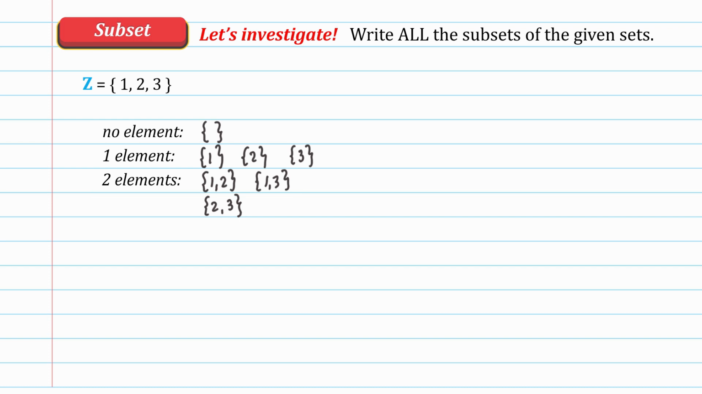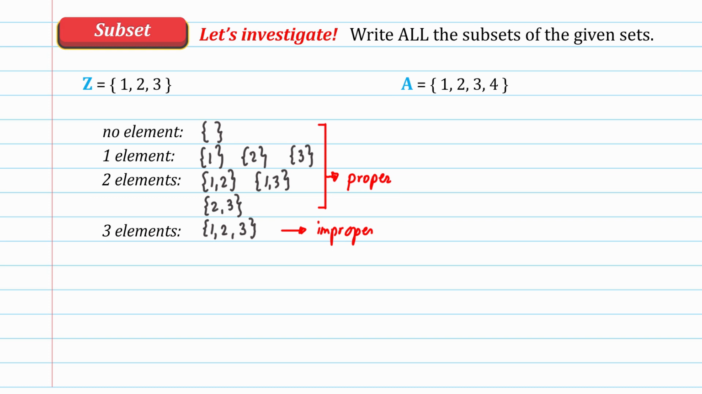Finally, we list the subset of Z with 3 elements. We know, of course, that there is only one possibility here. It's the set itself. Also, we can recall that this is the only improper subset of set Z. All these other subsets are proper subsets of Z. Let's have another set this time. Set A with 4 elements.